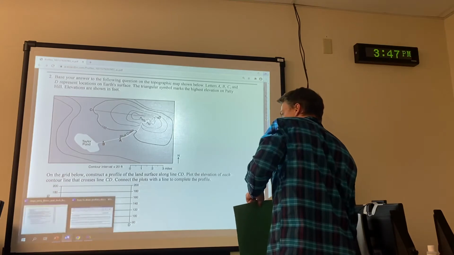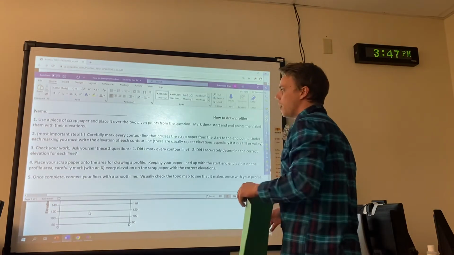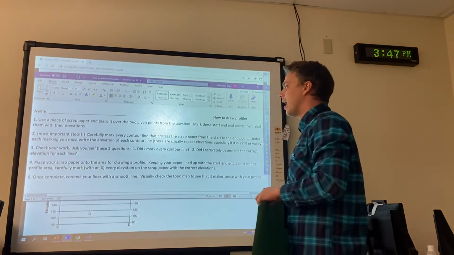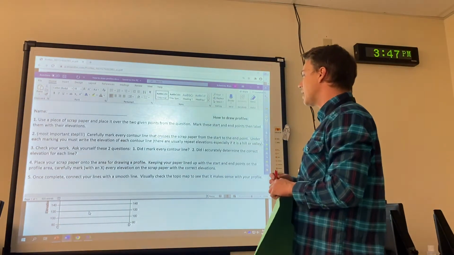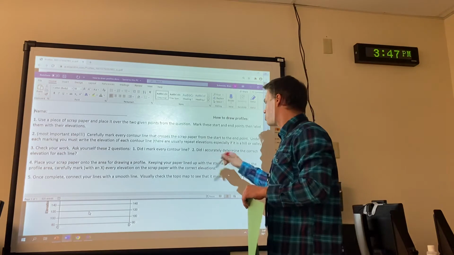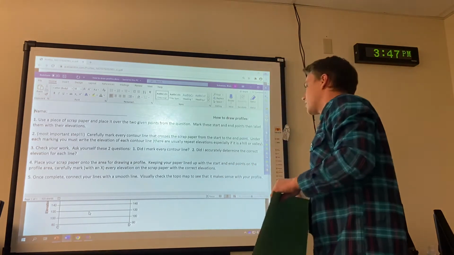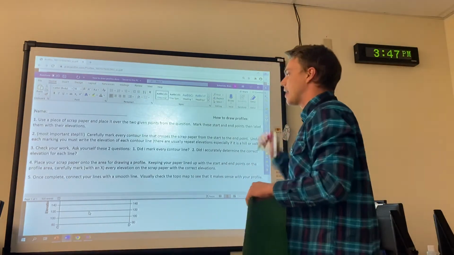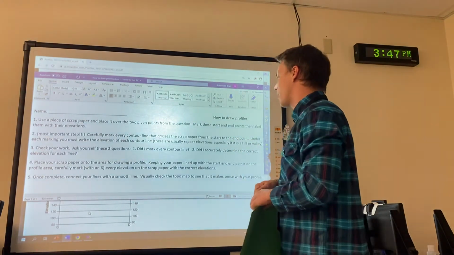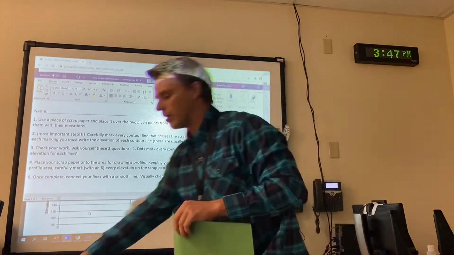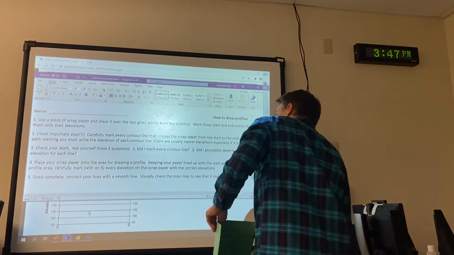Now let's see what step 4 is. Step 4, place your scrap paper onto the area for drawing a profile. Keeping your paper lined up, start with the start and end points on the profile area. Carefully mark with an X every elevation on the scrap paper with the correct elevations. All right, so what does that mean?